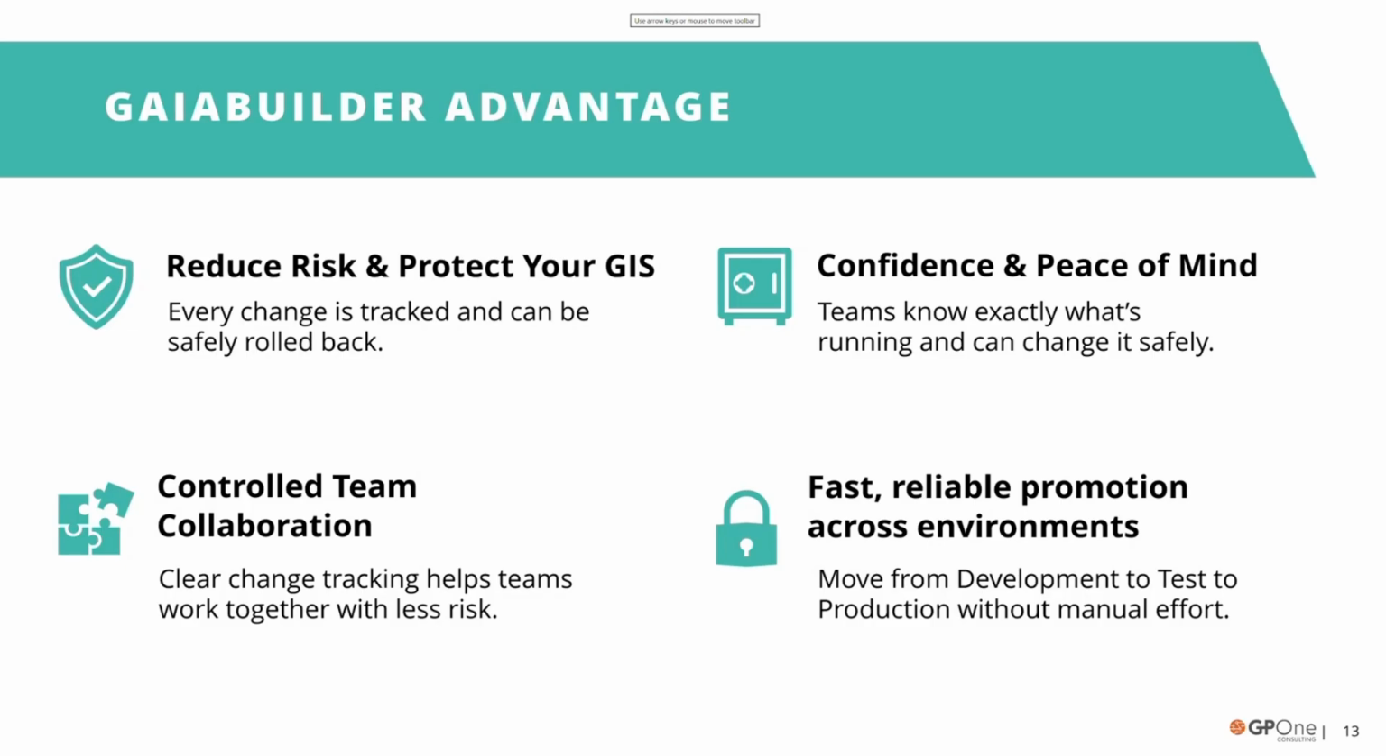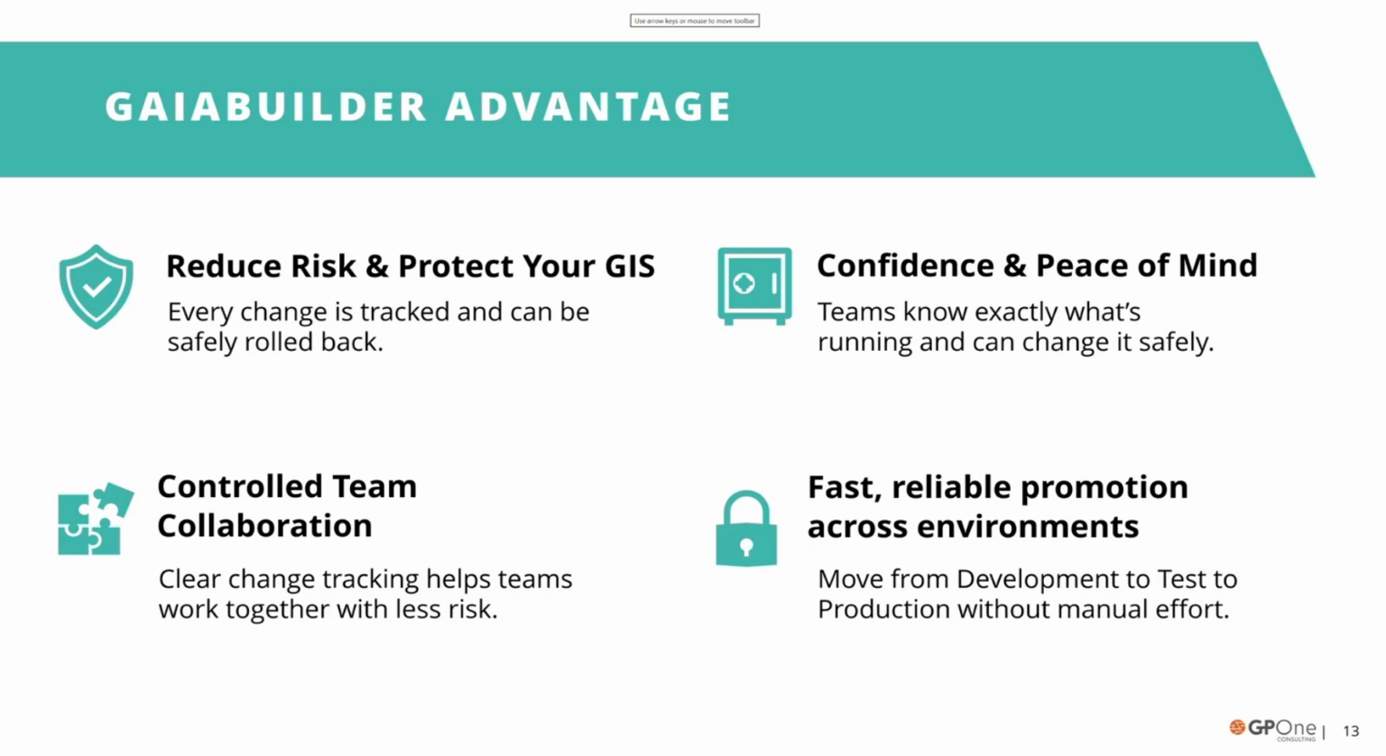The first big advantage is reduced risk and easy recovery. Every change is tracked, versioned, and safely stored. That means if something goes wrong, a misconfiguration, a failed deployment, or an unexpected issue, teams can quickly roll back to a known stable version. That leads directly to the second advantage, confidence and peace of mind. Instead of worrying about what might break in production, teams can focus on delivering good GIS outcomes, knowing they always have visibility and control over their changes.